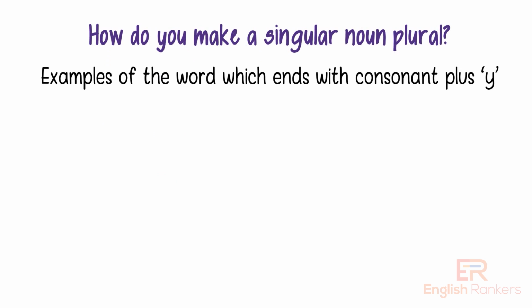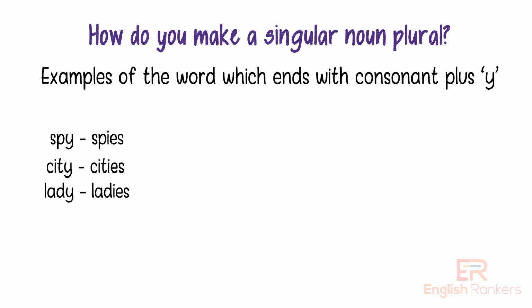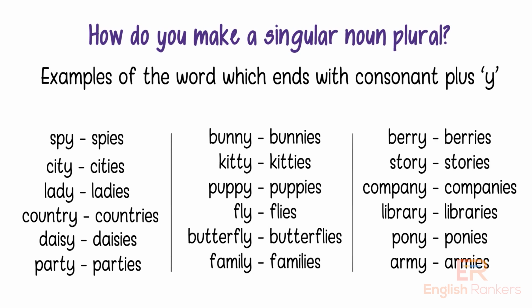Let's look at some more examples of the words which end with consonant plus Y. Spy, spies. City, cities. Lady, ladies. Country, countries, and so on.